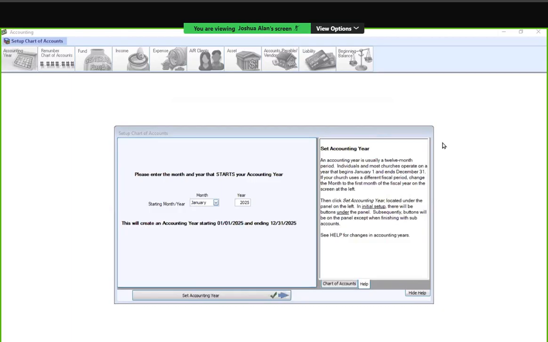Okay? The first thing that we've got to make sure that we're clear about is that Church Windows accounting is a fund accounting system. All right, churches base their managing of their money based on what members and visitors have designated or given money to the church to specify what those gifts are designated to be applied to.